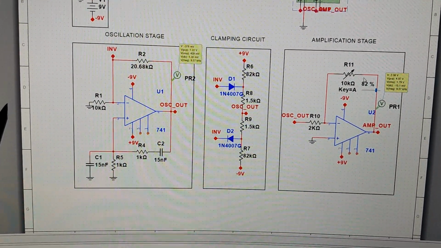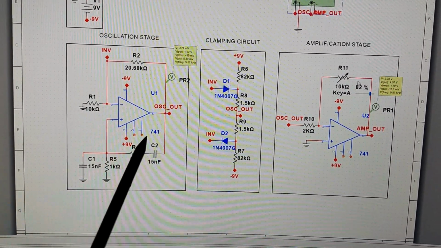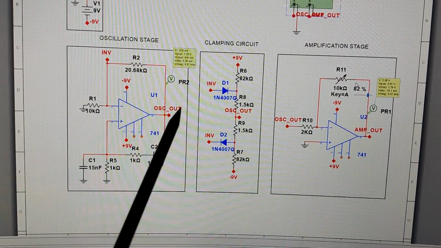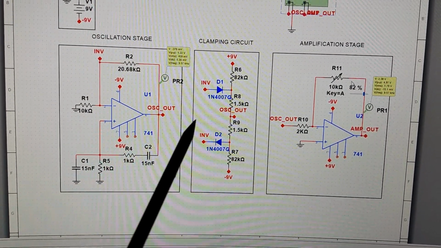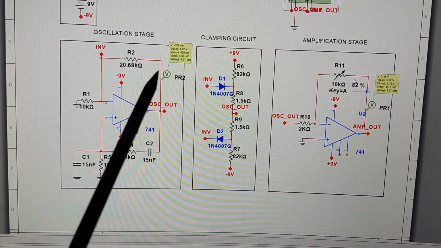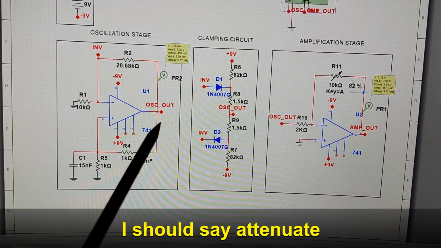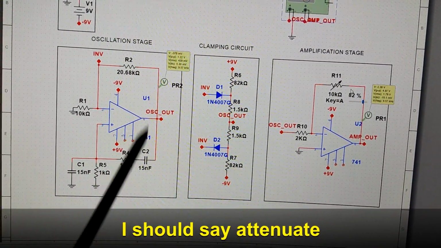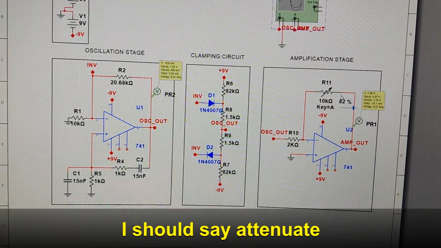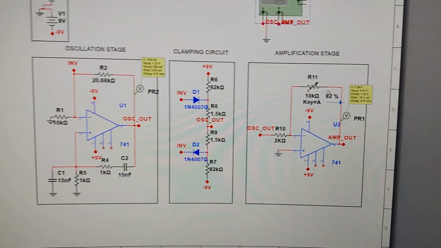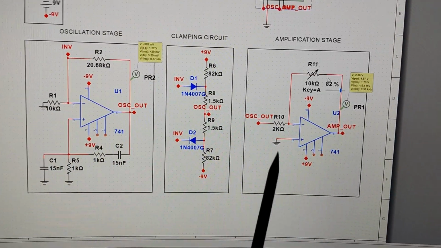Let's move on to the clamping circuit. In combination with the oscillating stage, the clamping circuit makes sure that the amplitude will be lowered. In this case, it is lowered to around 1.22 volts. So let's move on to the amplification stage.